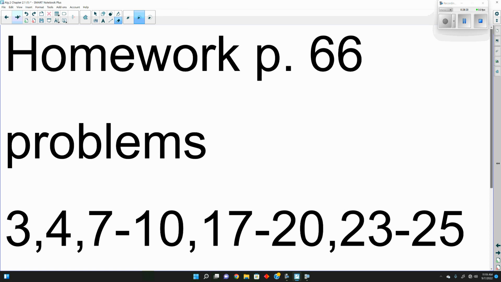So for this assignment, problems 3, 4, 7 through 10, describe the transformation. You do not have to graph. 17 through 20, describe the transformation. You don't have to graph. 23 through 25, describe the transformation. You don't have to graph it. So really, this entire assignment is just describing the transformation, and that's it.